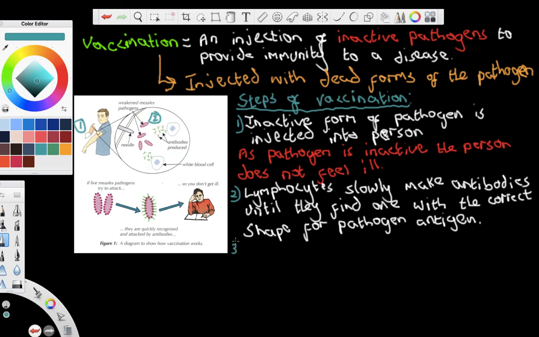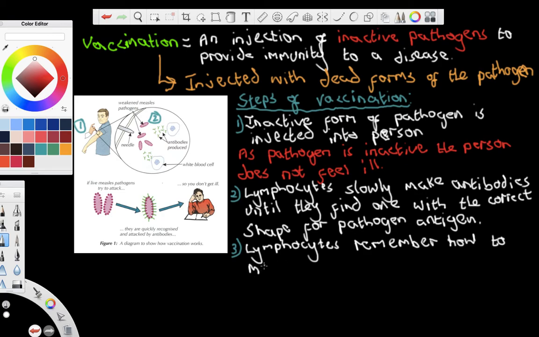So we can say number 3, lymphocytes remember how to make the correct antibody. So once they've made the antibody for that particular pathogen, they remember how to make it. So we can put here number 3. And we can put number 4 here at the bottom.